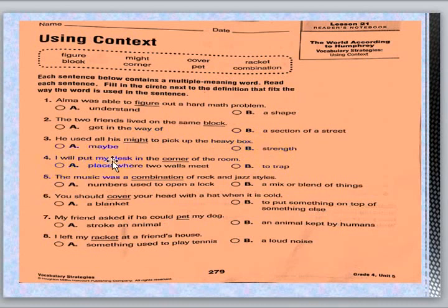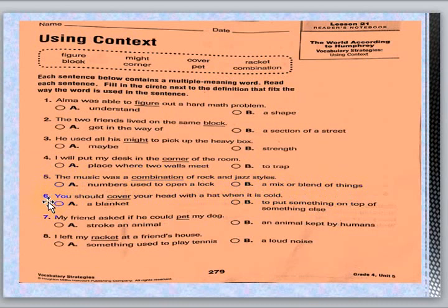Number four, I'll put my desk in the corner of the room. The corner here means, like we talked about, number A, a place where two walls meet. Number five, the music was a combination of rock and jazz styles. Combination here is what? Let's think together. Yes, very good. Number B, a mix or blend of things.